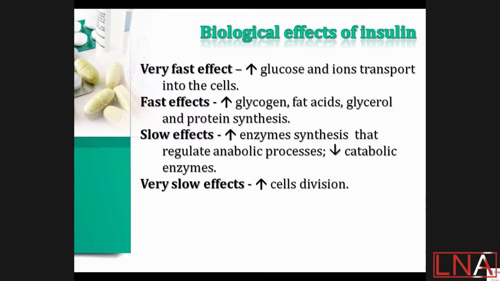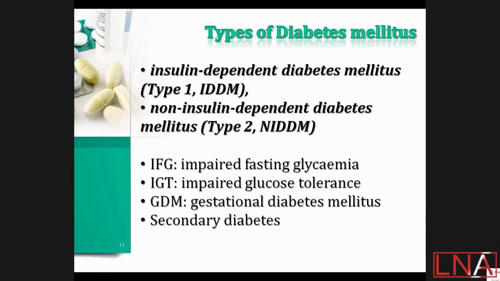More slow, and it might be called slower, effects of insulin: increase enzyme synthesis and decrease catabolic enzymes. And very slow effects: increase cell division. Of course, if we talk about insulin as a drug, first of all, the very fast effect is the most important.